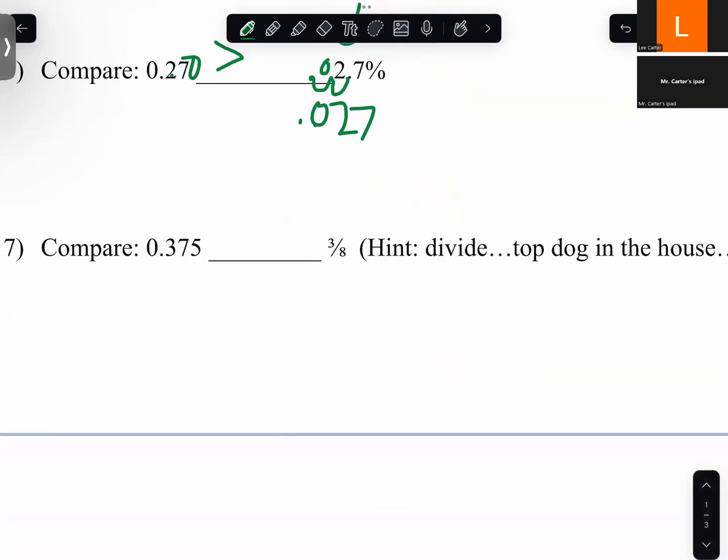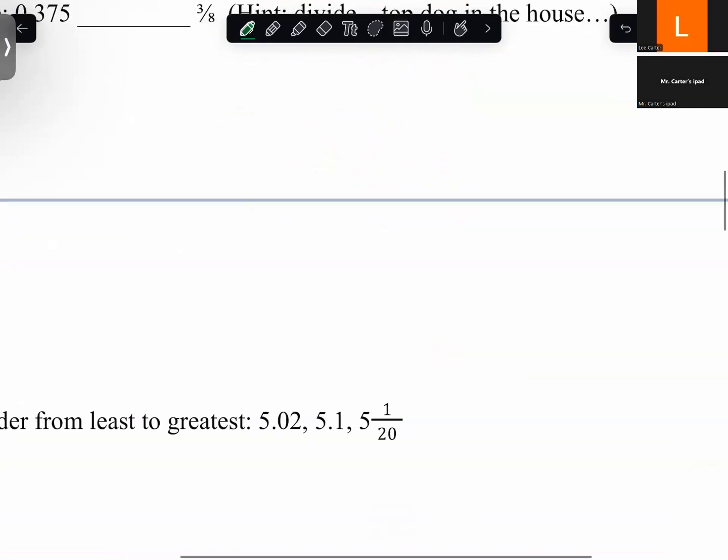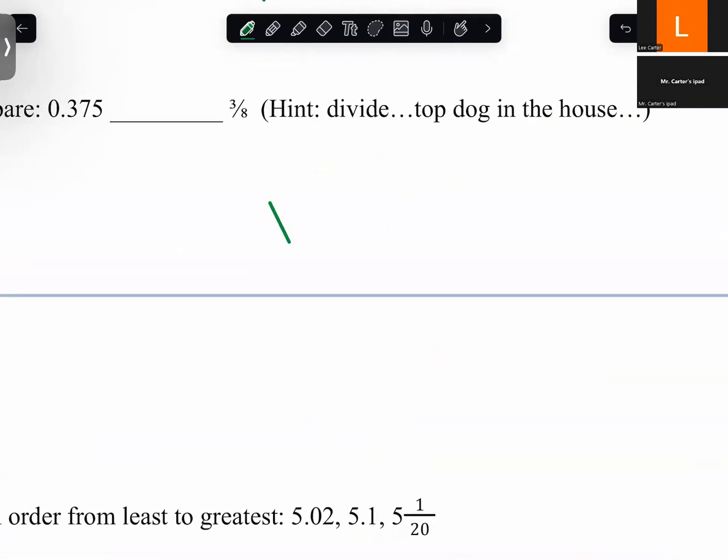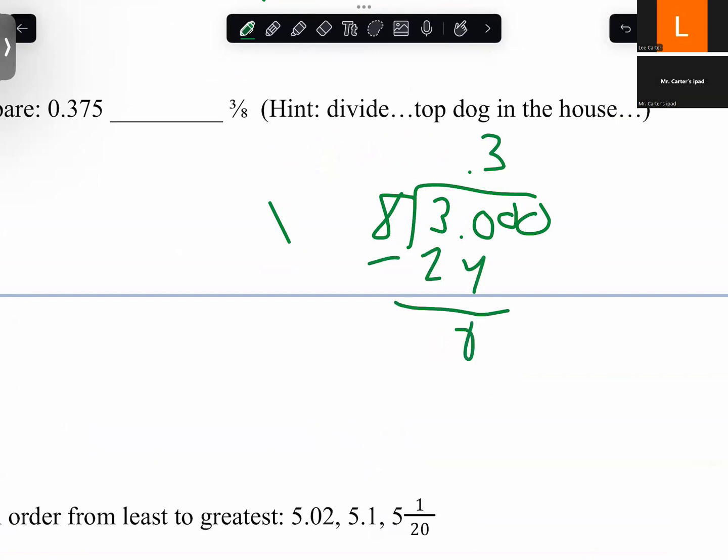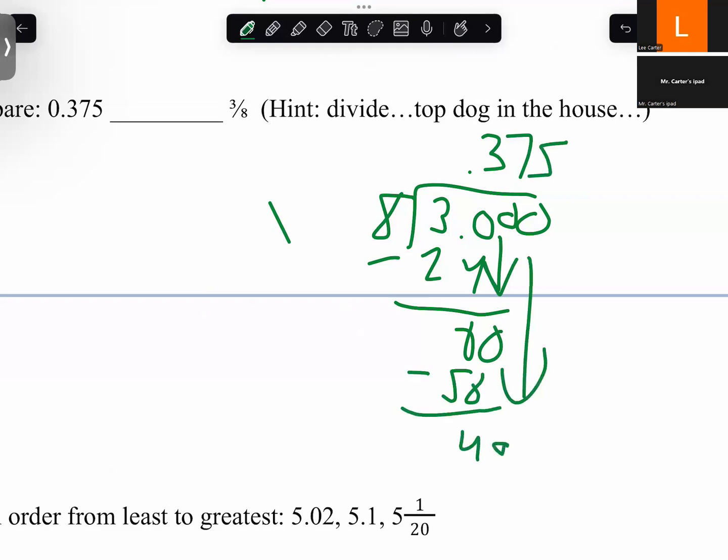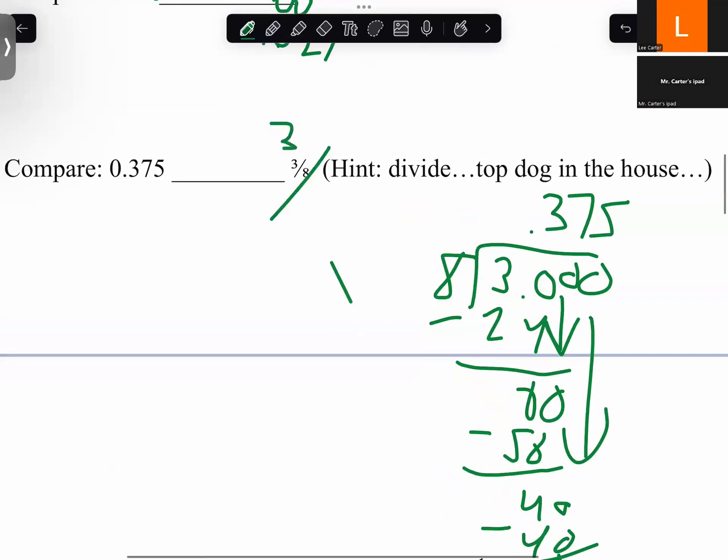All right. Here we have 0.375, and we need to do 3/8. So we're going to do 8 into 3.000. 8 times 3 is 24. 8 times 7 is 56. And 8 times 5 is 40. Oops. 0.375. And those are equal.